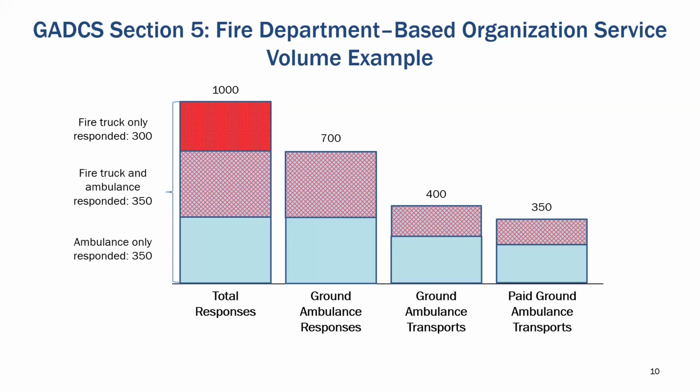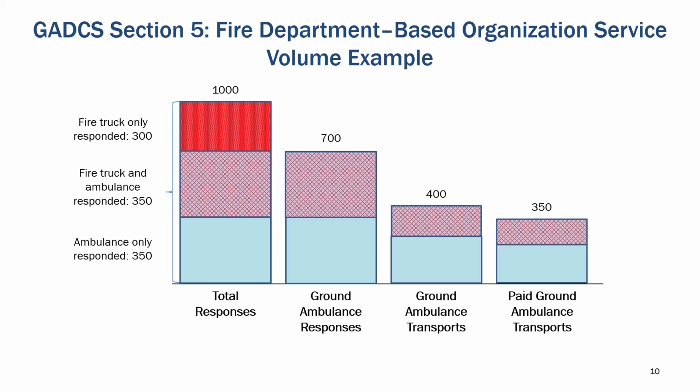For public safety-based organizations, this is one important place in the instrument where you'll count all your responses, not just ground ambulance responses. The organization reports a total of 1,000 responses, which includes the 300 responses where only a fire truck was deployed. Keep in mind that if more than one vehicle is sent to the scene, such as a fire truck and an ambulance or 2 ambulances, it still counts as one response. Beyond question 1, reporting in Section 5 is similar for public safety and non-public safety-based organizations.